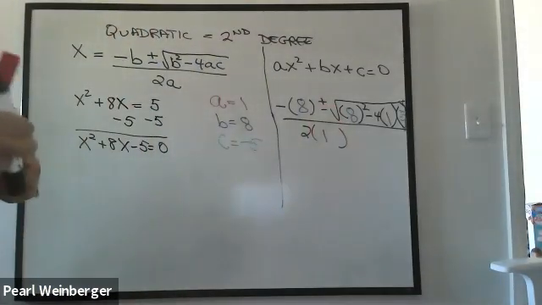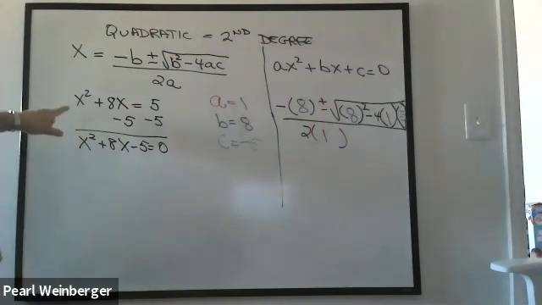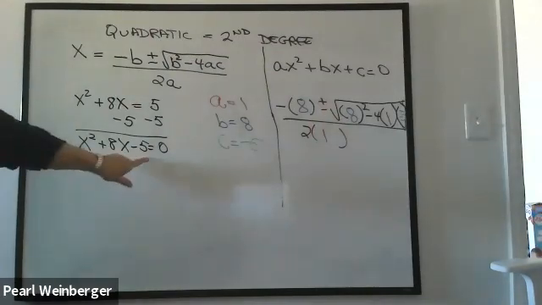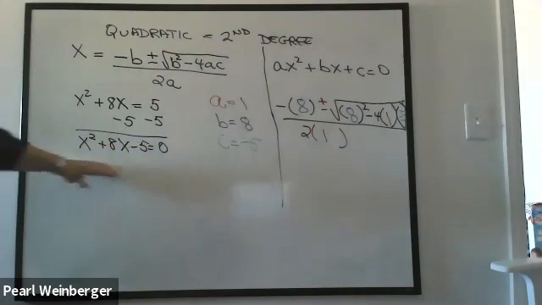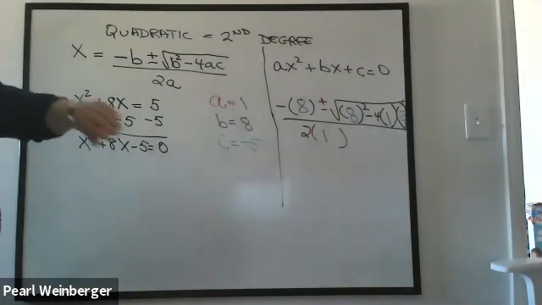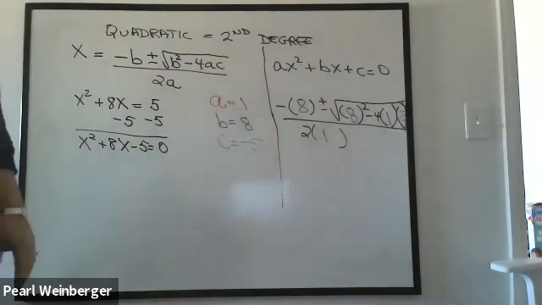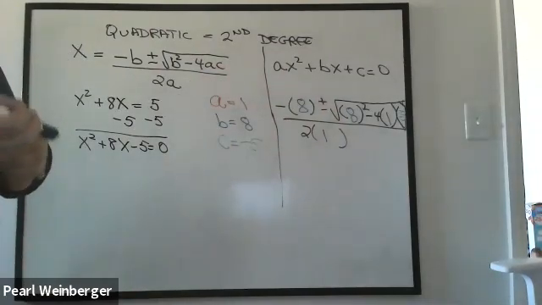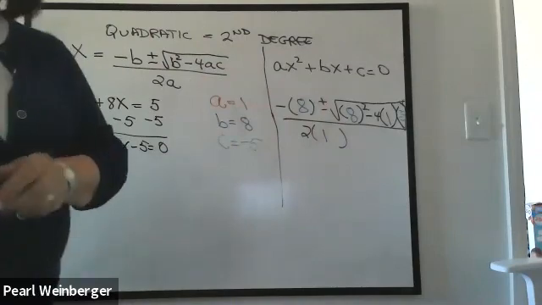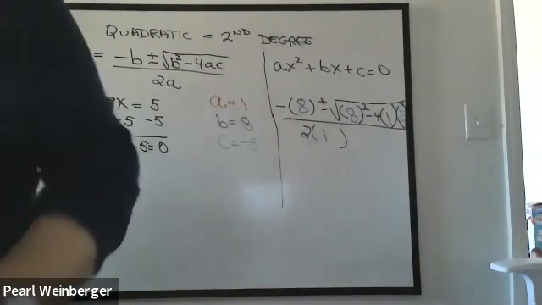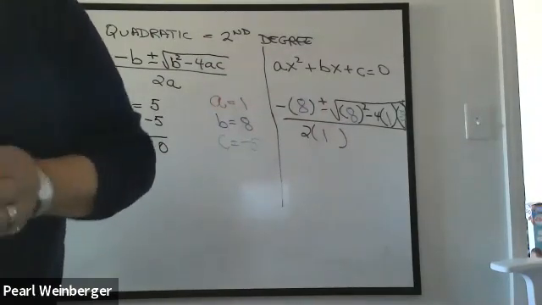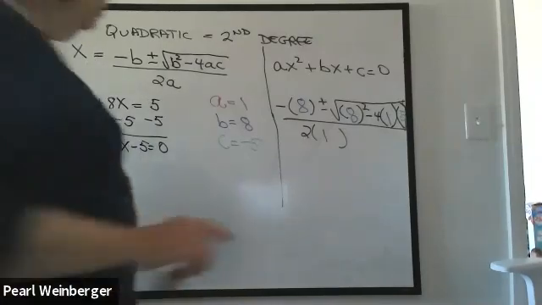Notice all I've done, I wrote out what my A, my B, and my C are by looking at it once it was in standard form. And then I just substituted those numbers into the formula. Now it's a matter of just figuring out the numbers. Just be careful, especially with your signs.